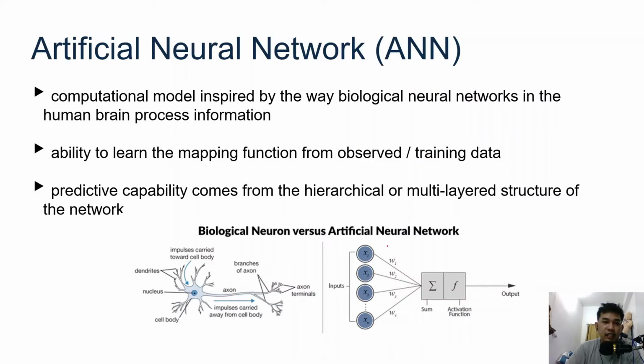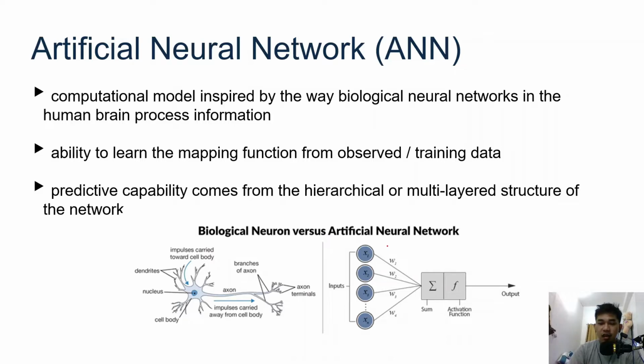ANNMLP. So artificial neural network, this is actually more common than the other algorithms. All right, as you can always hear of artificial neural networks when machine learning or deep learning is concerned. So in ANN, it is a computational model inspired by the way biological neural networks in the human brain process information.